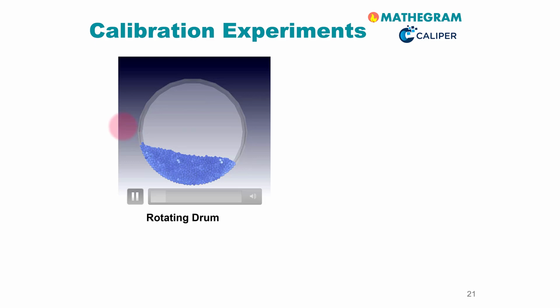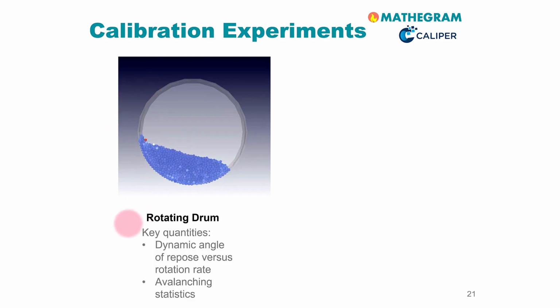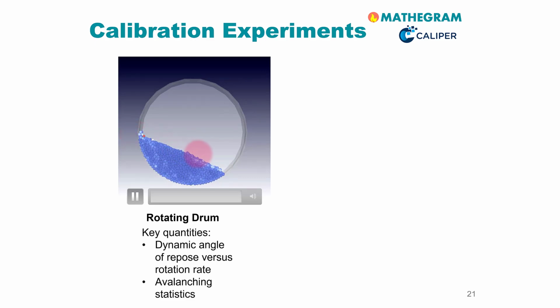You see it here. The drum is filled with the particles, and then we measure the so-called dynamic angle of repose as a function of the rotation rate here. So the dynamic angle of repose will be this angle that forms between the bed surface and a horizontal line. One can also use avalanching statistics or some shape metrics of this free interface here.